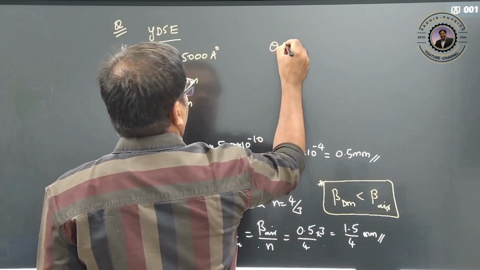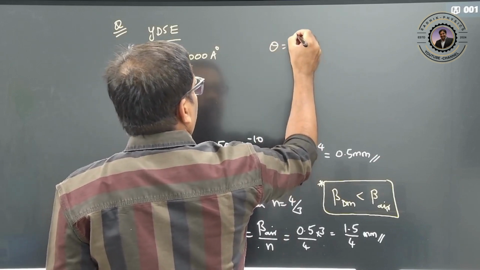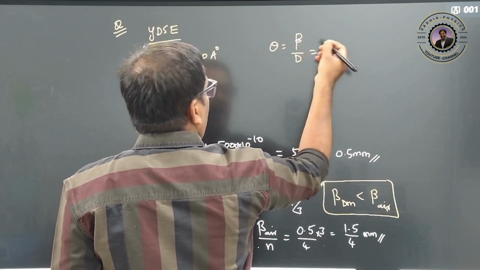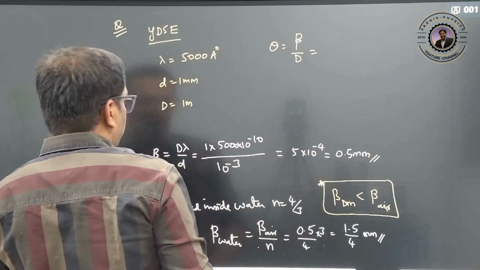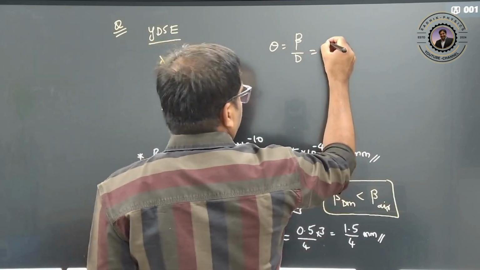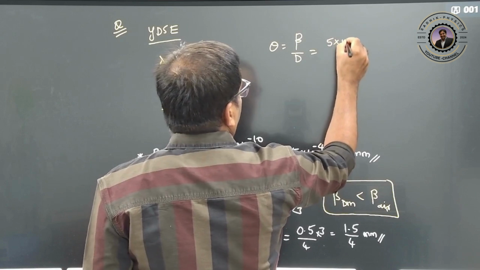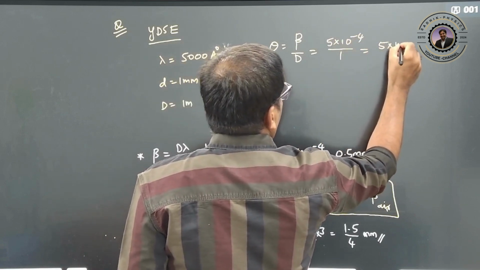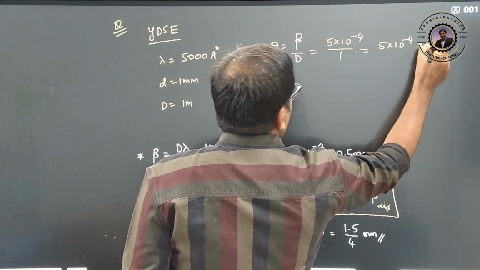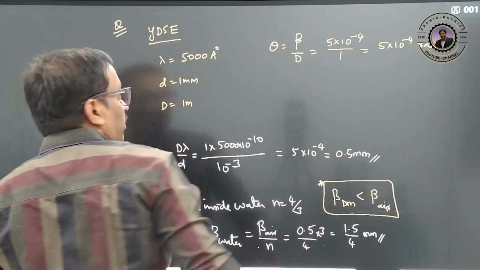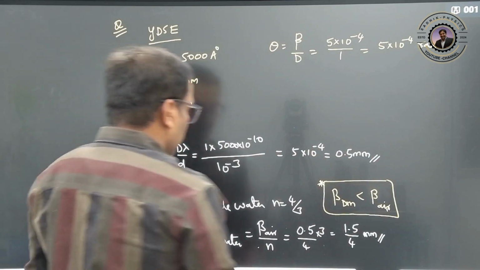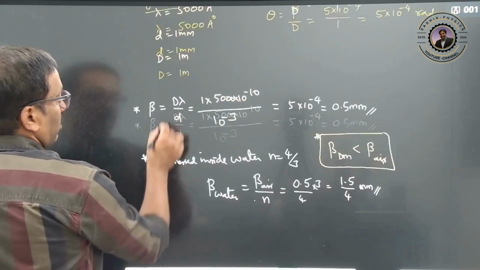Angular fringe width, what can you write now? Therefore here beta by D, or lambda by D also you can write. Beta by D, how much is beta now? So 5 into 10 to the power of minus 4 divided by 1. So 5 into 10 to the power of minus 4 radians. This is your angular fringe width. Clear?